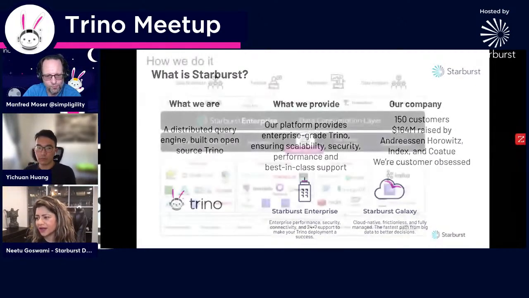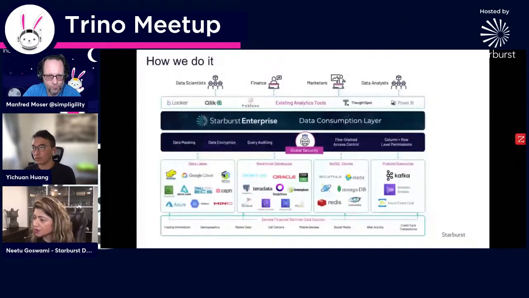Where we actually fit in is right in between the tools that your data users are using. So whether it's the data science users, they're using Jupyter notebooks or Spark or any of those specific tools, and BI analysts, if they're using Looker, Tableau, ThoughtSpot, any of those BI tools, we sit between the tools they use and the sources they need to fetch the data from. So we are sometimes called a semantic layer, query fabric, or consumption layer.